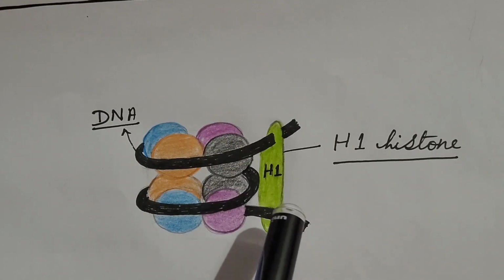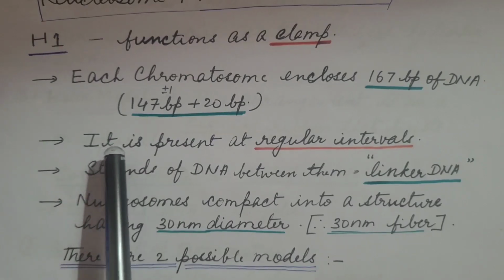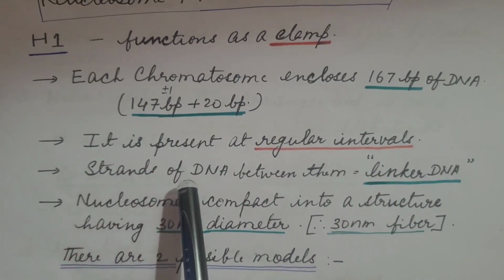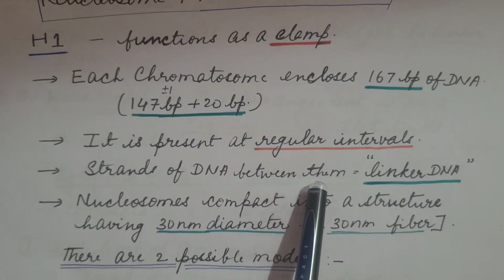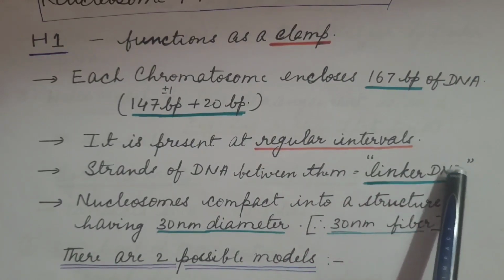Nucleosome plus H1 histone protein is known as chromatosome. Nucleosomes or chromatosomes are present at regular intervals. Strands of DNA between them, that is, between nucleosomes or chromatosomes, are known as linker DNA.